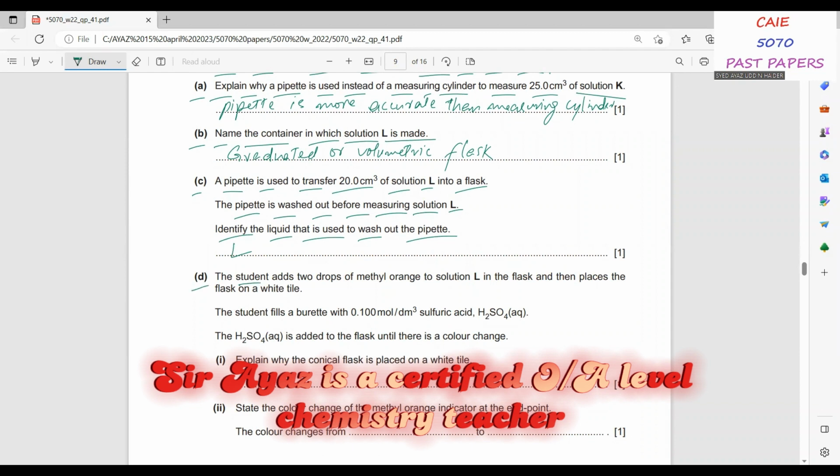D. The student adds 2 drops of methyl orange to solution L in the flask and then places the flask on a white tile. The student fills a burette with 0.1 mol per dm³ sulfuric acid, H2SO4. The H2SO4 is added to the flask until there is a color change.